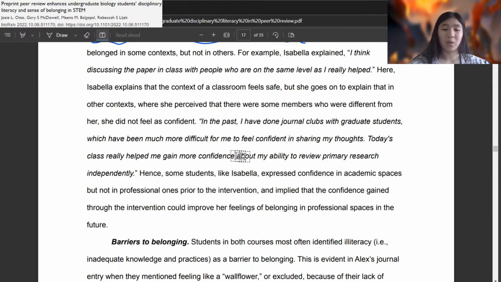So help me gain more confidence about my ability to review independently. So read research on her own.